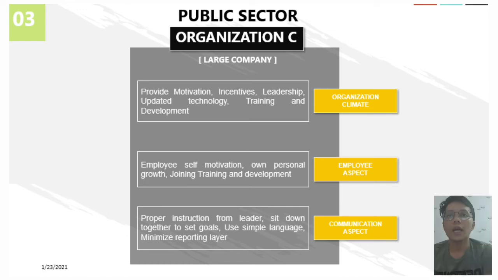The second aspect is the employee aspect. This is regarding the practices that have been done by the employees towards self-improvement in the efficiency factor. The first factor is self motivation among all the employees, where they start setting personal targets for personal improvement at the start of every year. Besides that, the second one, the employees are very excited to join the training and development that has been conducted by the management.